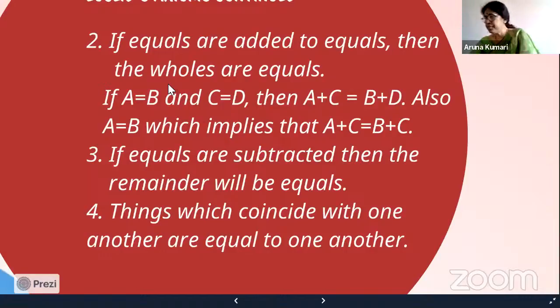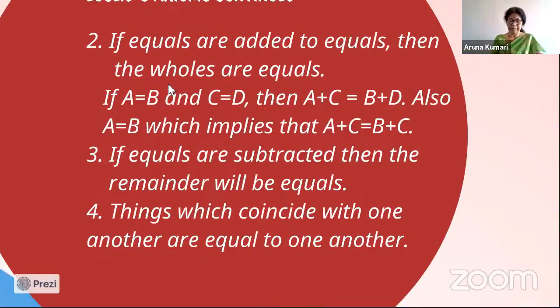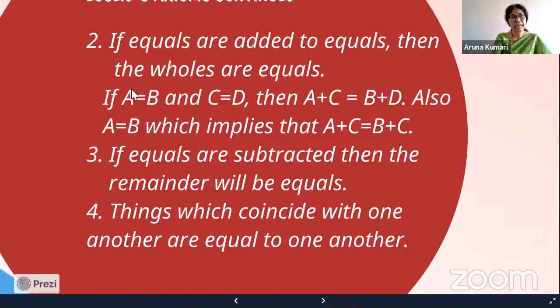Actually, it should be A equals B and C equals D. Then A plus C equals B plus D. Why? Because A and B are equal, C and D are equal. So these are equal things, these are equal things. So we are adding A to C and B to D. Then what will happen? A plus C will be equal to B plus D.